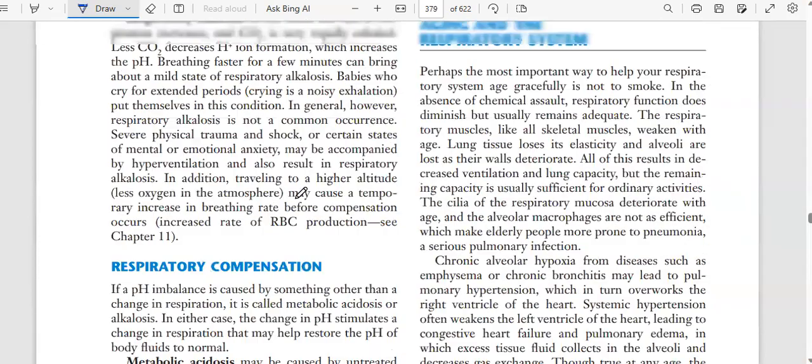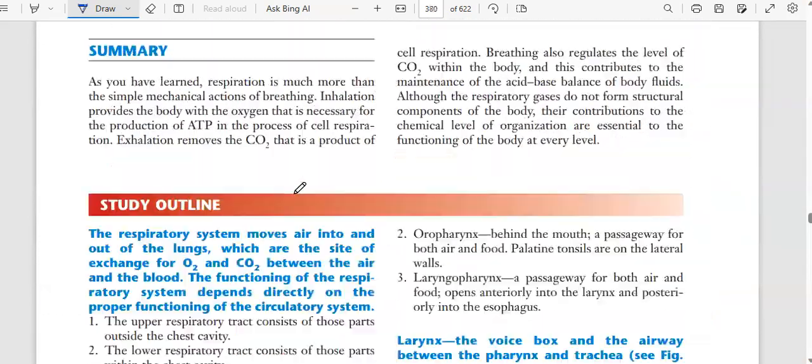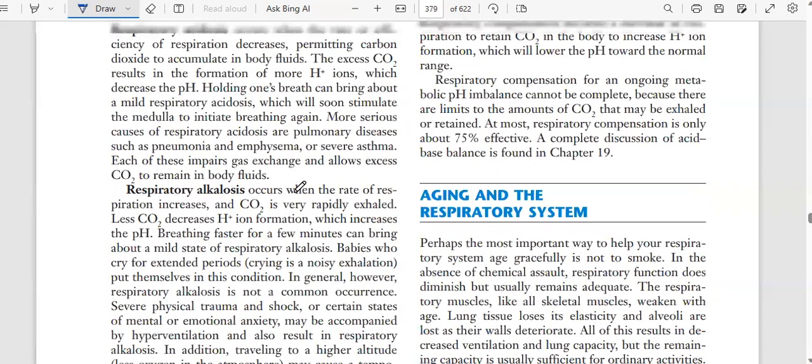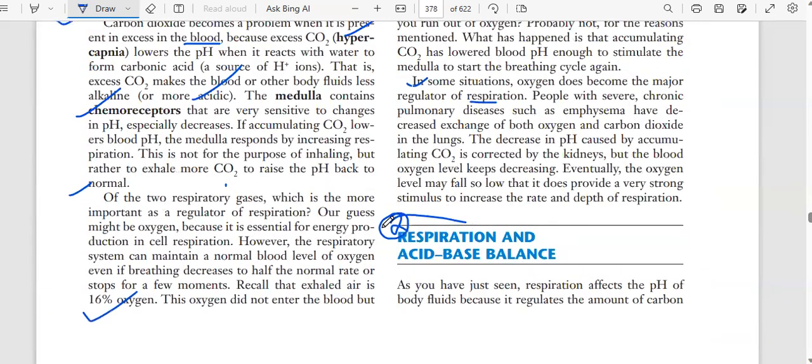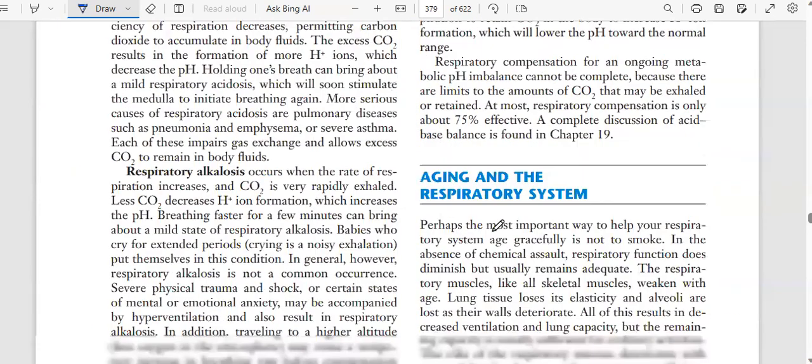Okay, any doubt here? No, sir. So we will continue our lecture. Only one topic remains, that is respiration and acid-base balance.